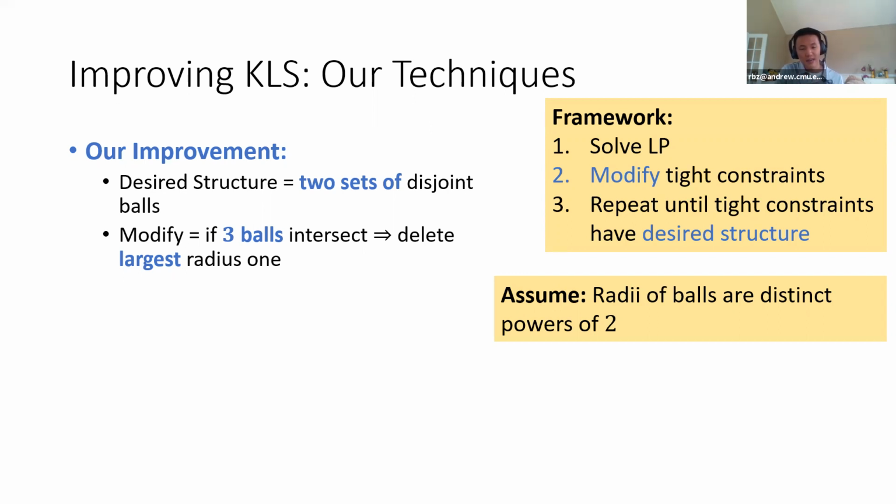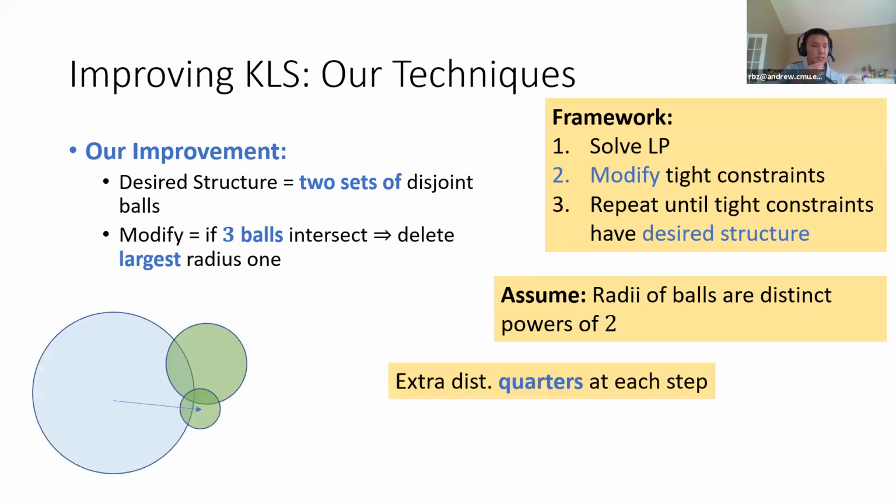Now, instead of having two balls intersecting and deleting the larger radius one, if three balls intersect, we delete the largest radius one. So what effect does this have on the approximation ratio? If we have three balls intersecting, as in this picture, and we delete the largest radius one, because the radii are all distinct powers of 2, our initial ball, which we deleted, can go to a ball of quarter radius. So the extra distance we travel quarters at each step instead of halves, as was the case in KLS. This is where the improved approximation ratio arises from, and this is the main idea of our algorithm.